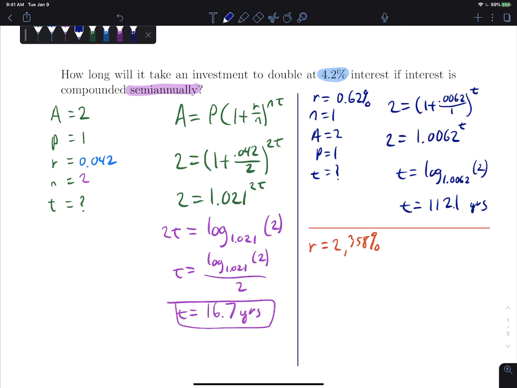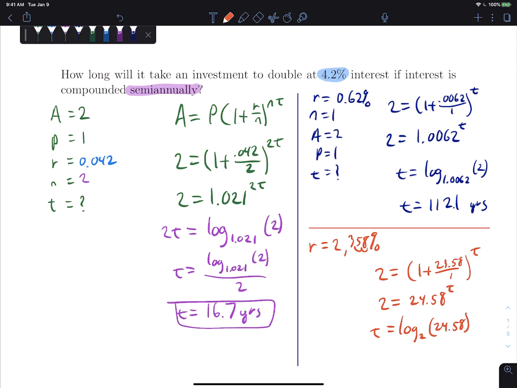Plug everything in. That gives you 2 is equal to, well, I wanted to use red here. So 2 is equal to, parentheses, 1 plus, now with this one, just move the decimal 2 places to the left, makes that 23.58 over 1, all to the 1 times t, or just t. In other words, 2 is equal to 24.58 to the tth power. So it means that t is log base 2 of 24.58. So I'm going to take my calculator and type that in.